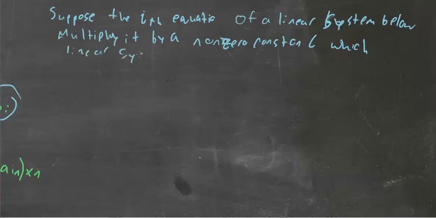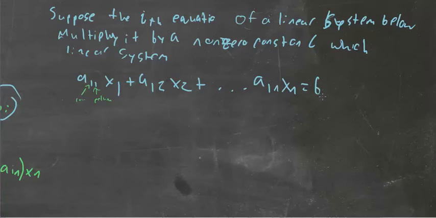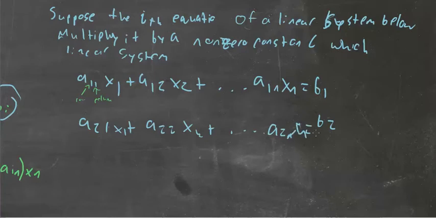Assume we have this linear system, where we have a11 x1 plus a12 x2, where we change the column, and this will go for any arbitrary value, a1n xn equals b1. Later in the matrix you'll know that's the row and that's the column, but it doesn't really matter right now. b2 is the same thing, except we change it to a21 x1 plus a22 x2 plus a2n xn equals b2.